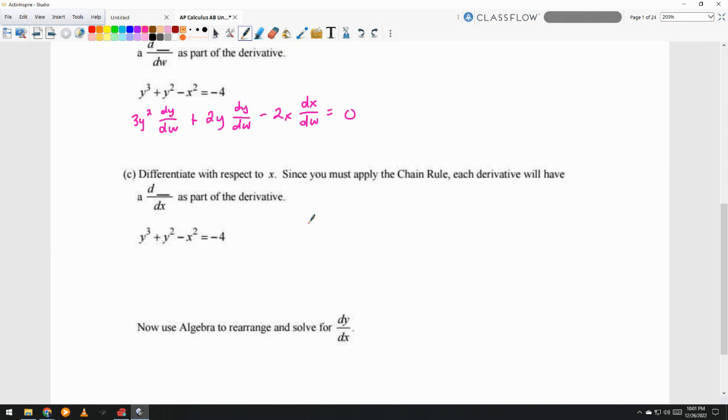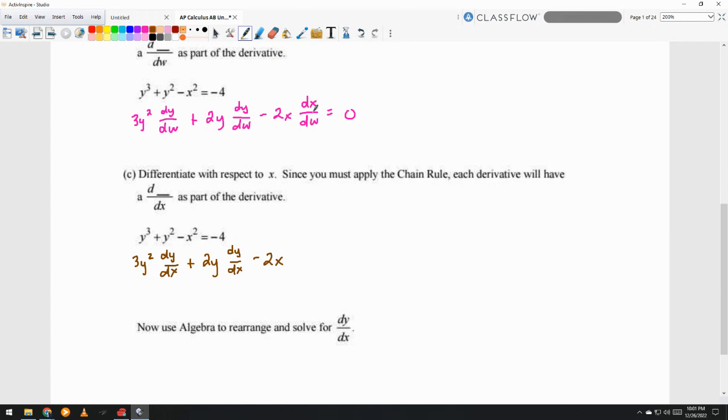All right, so the first couple terms are going to be the same thing we were just doing. We take the derivative of y cubed, which is 3y squared, and multiply that by dy over dx. Second term, the derivative of y squared is 2y, and I'm going to multiply that by dy over dx. Third term, it's negative 2x. Still apply the power rule.